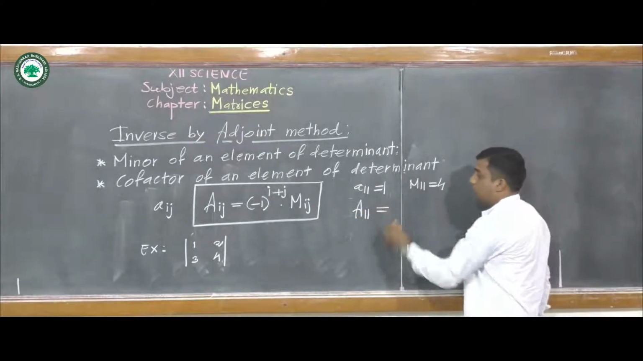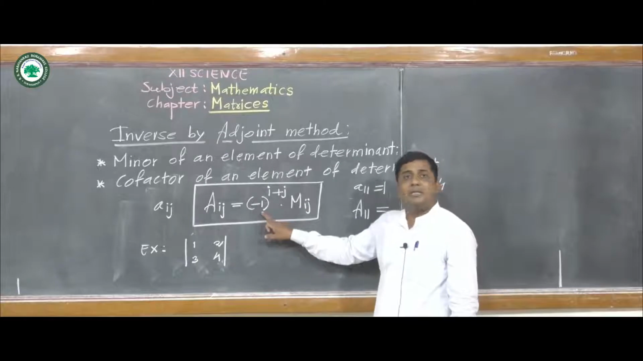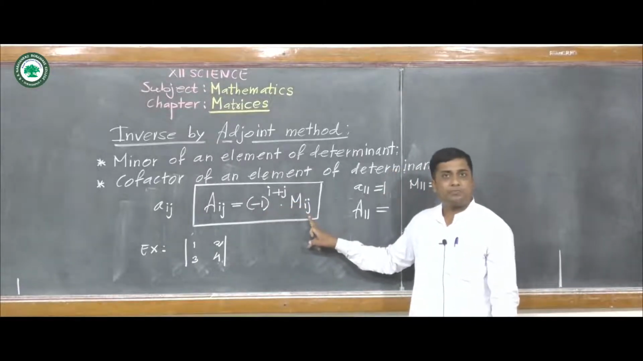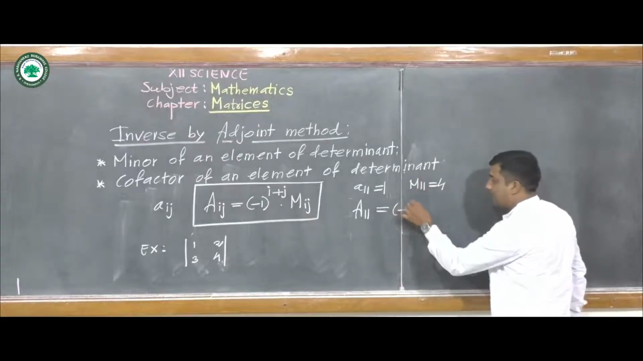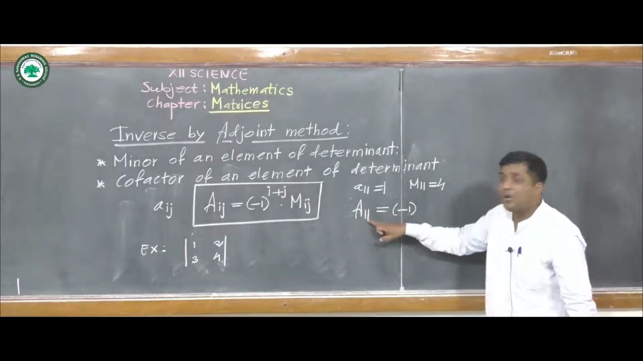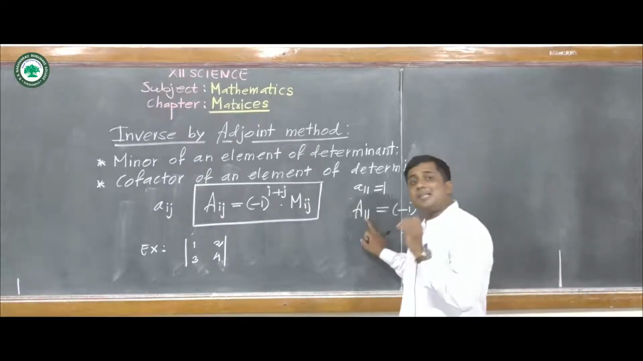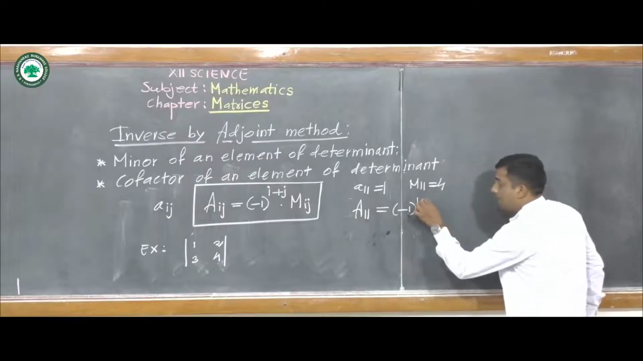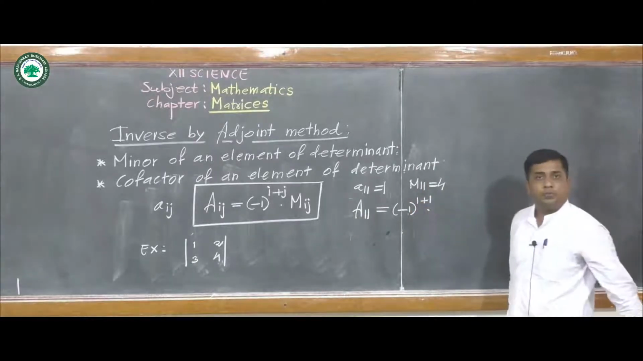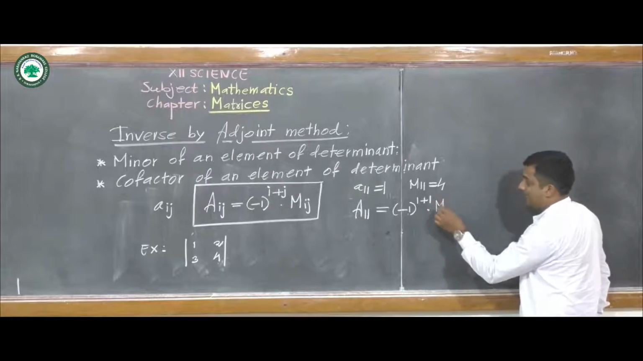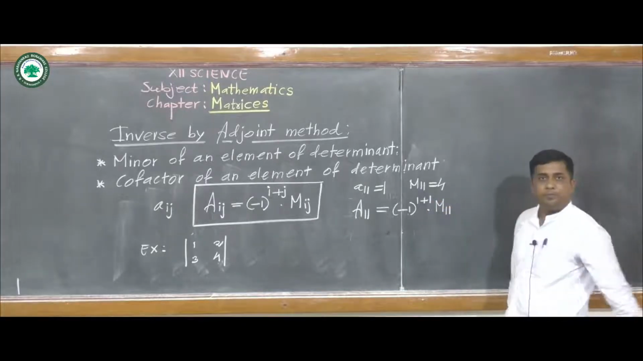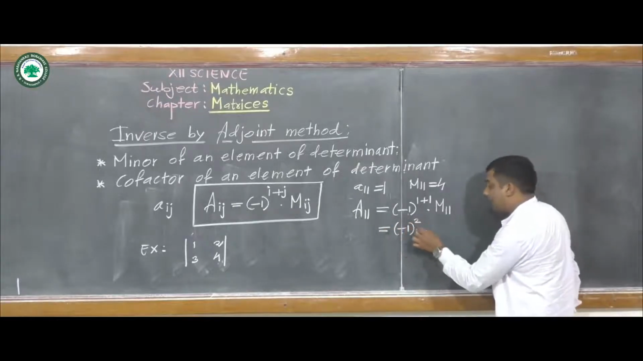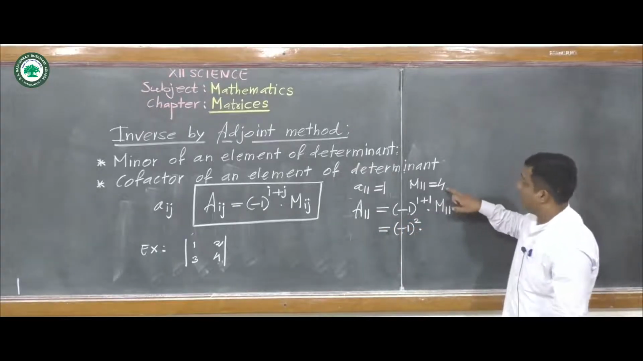This is equal to, we have a formula here: -1 raised to i plus j into the minor of that element. Here again we consider -1 raised to, given 1, 1 means this element is in the first row and in the first column. So 1 plus 1 into the minor of that element, that is the minor of 1, 1. Now this is equal to -1 squared into, we know M of 1, 1 is 4.